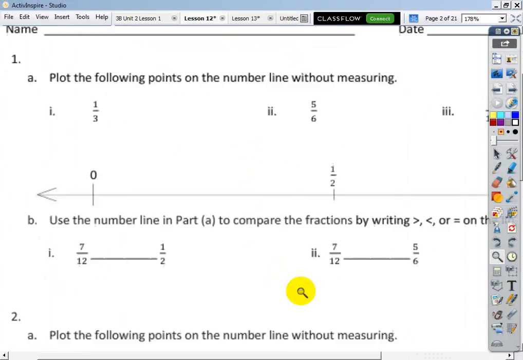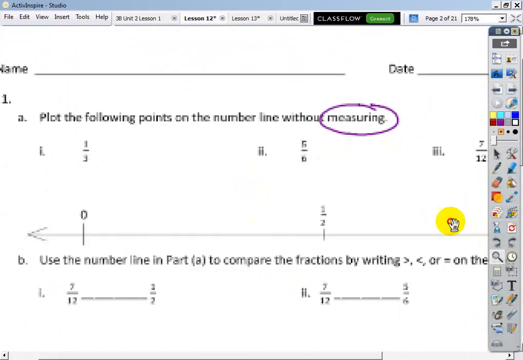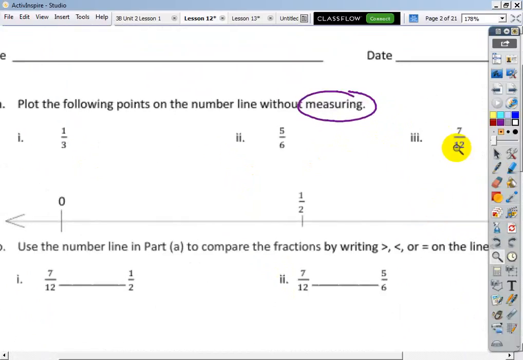Okay, plot the following points on the number line without having to measure. We've got 1/3, 5/6, and the last one is 7/12. What we're going to say is which one is beyond the halfway mark.